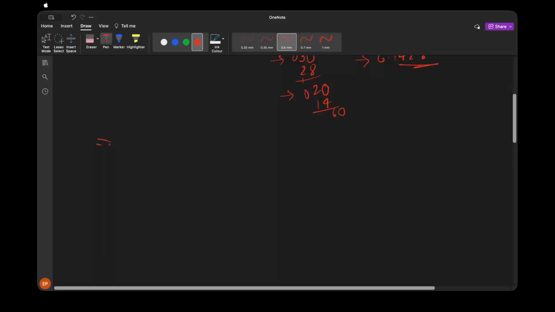Now let me take another example. What about something like 360273 divided by 9? We'll do the division. 9 into 360273, right? Check with 3. Can we divide? No, it's smaller. 36, yes we can.